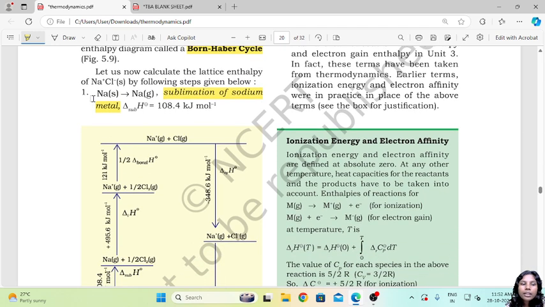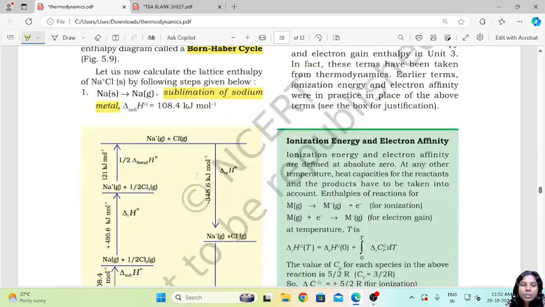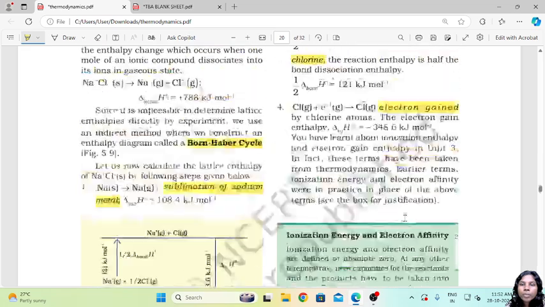If you look at the first step, we have sodium in the solid state which goes to its gaseous state. That process is sublimation. So in the first step, we have sublimation of sodium metal happening. Its enthalpy of sublimation is 108.4 kilojoules per mole.